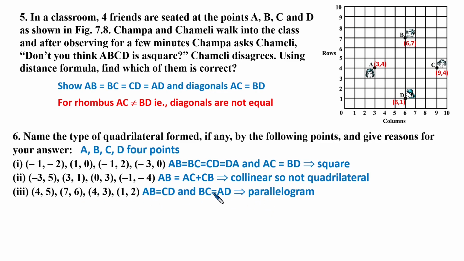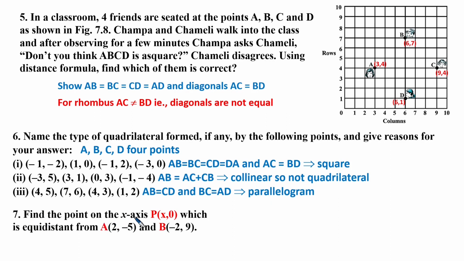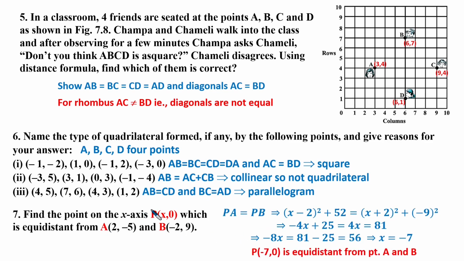And so if these are the same, then it is a parallelogram. Okay. Exercise 7. Find the point on the x-axis P(x, 0), which is equidistant from A and B. Very similar to what we had done. So you find the distance PA and PB.